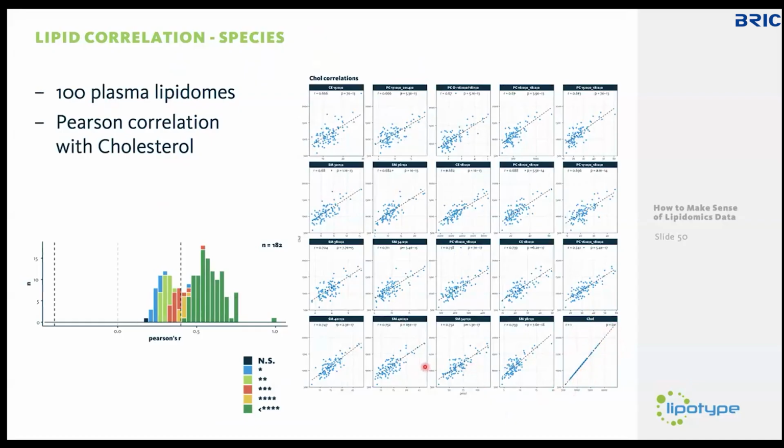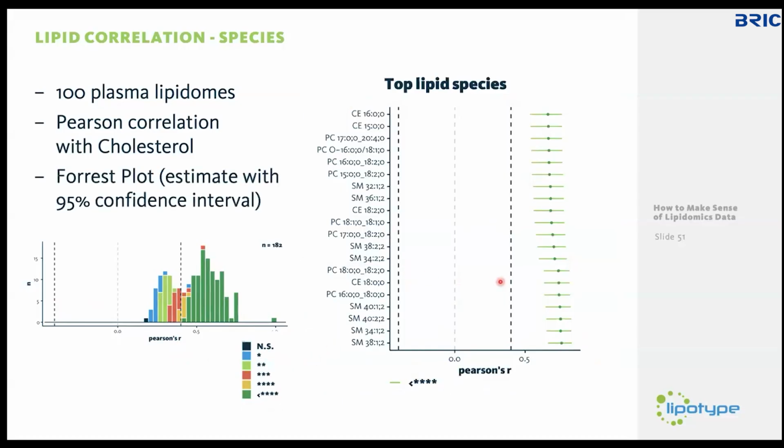But there's also a lot of other lipid species that show strong correlation with cholesterol. And here you have a histogram of first the Pearson's correlation coefficient on the x-axis, and then how many lipids correlate with it. Here, for example, you see which ones there are in this forest plot. So as you see, this is mostly sphingomyelins, some saturated PC and cholesterol esters also.